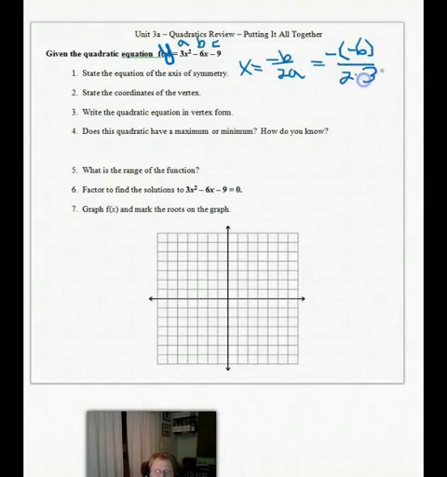Alright, if we clean that up, we get 6 over 6, which is equal to 1. So x equals 1 is the answer to the problem.